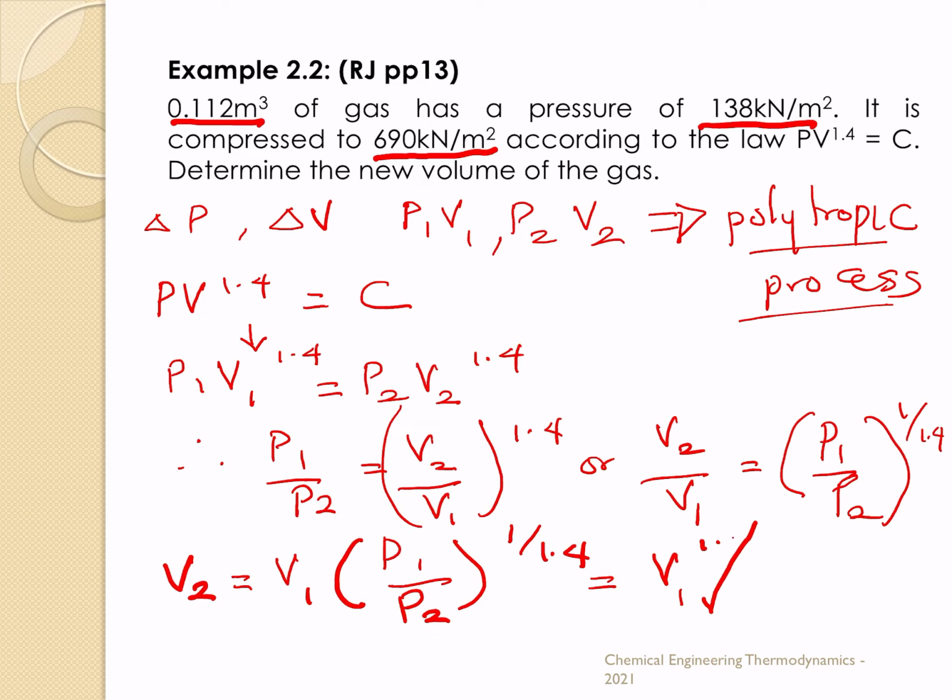I'm sure you can do this more easily on your calculator. P1 over P2, remember, this is a 1.4th root. Moving on, let's plug in the values. We have our V1, which is 0.112, multiplied by the 1.4th root of P1, that's our first pressure, which is 138 kilonewton. Remember, the two pressures are in kilonewton, and it's a division, so that's why we've not bothered to write times 10 raised to the power 3.